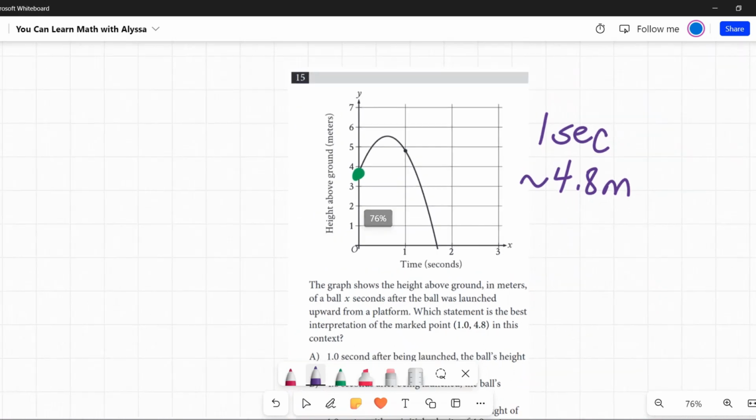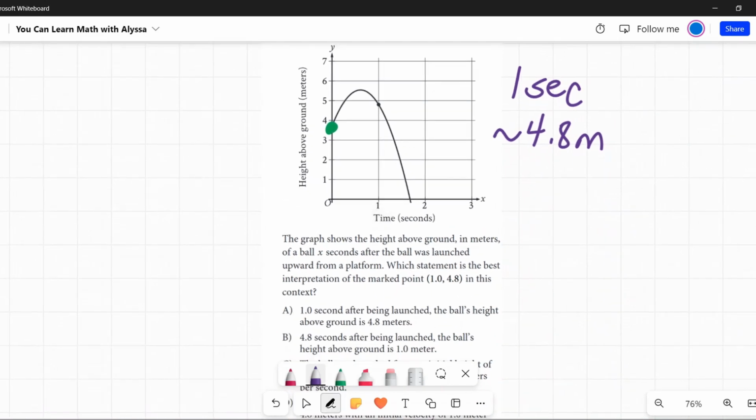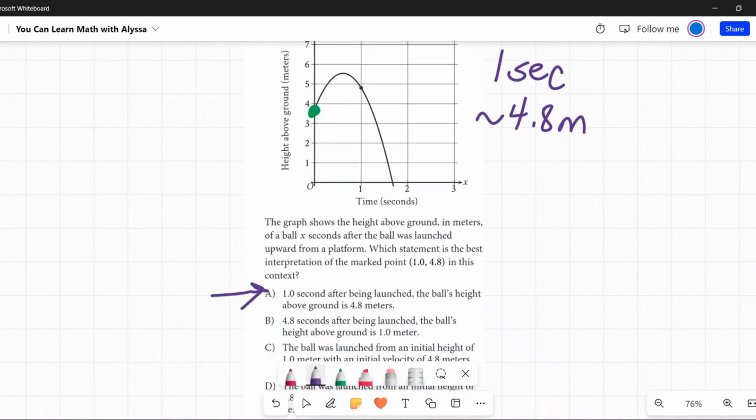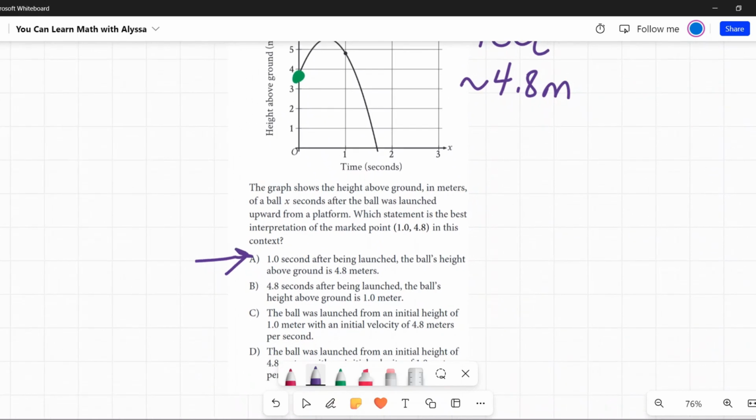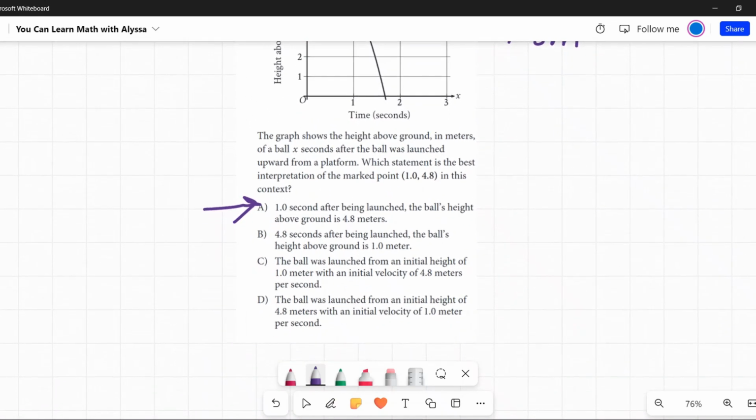So what does that mean? Let's look at our options. A: 1 second after being launched, the ball's height above ground is 4.8 meters. That looks pretty accurate to me, but let's look at the other three just to make sure there's not something tricky and that it just sounds correct. It's always good to read through, even if the first one seems like 100% the right answer.